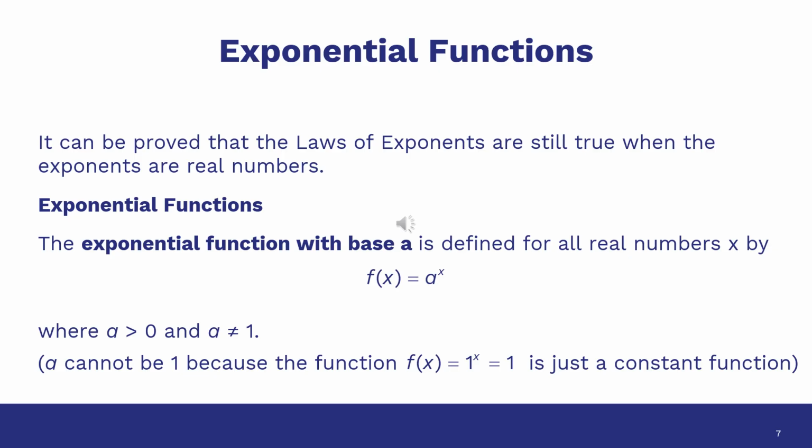Let's review the formal definition of an exponential function. We know that the laws of exponents remain valid even when exponents are real numbers. An exponential function with base a is written f(x) = a^x, where a is greater than 0 and not equal to 1. If a were 1, the expression would always equal 1 and no longer represent growth or decay. This general definition forms the foundation for every exponential model we'll study, whether it involves population, finance, or natural phenomena.